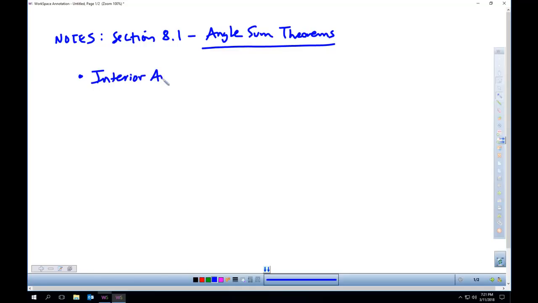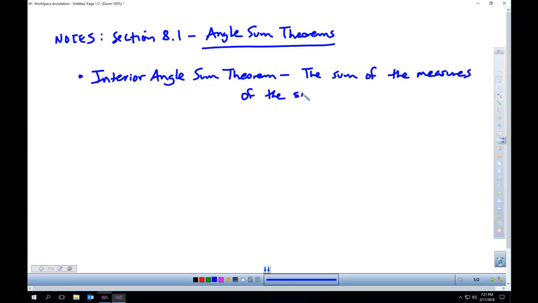There are two of them that we're going to work on. The first one is called the Interior Angle Sum Theorem. And remember, interior is another word for inside. So this is a theorem that relates to the angles on the inside of the shape. So the theorem says that the sum of the measures of the interior angles, so remember interior, inside angles of any convex polygon.